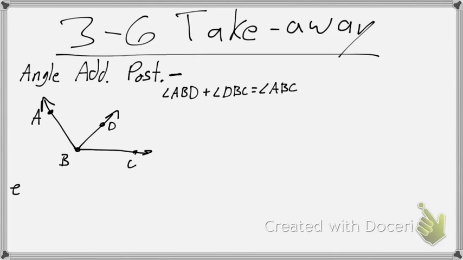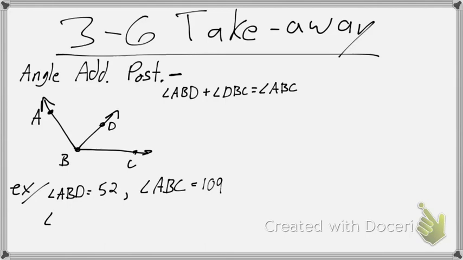Let's look at an example. You'll see something like this. Let's say angle ABD equals 52 and angle ABC equals 109. What is angle DBC?